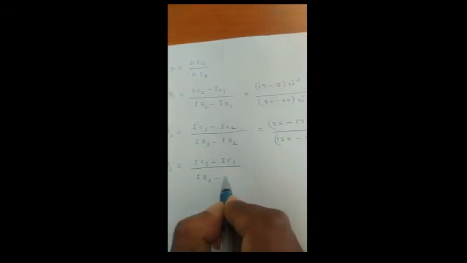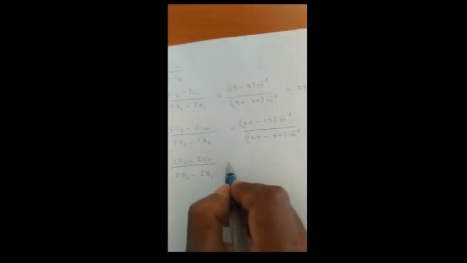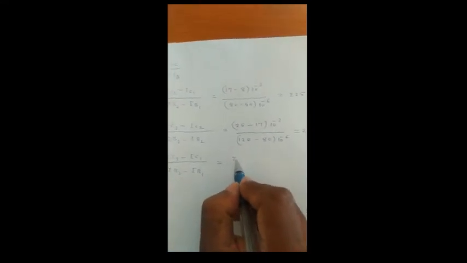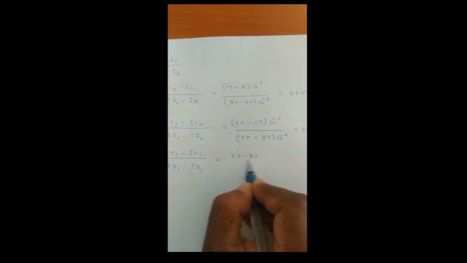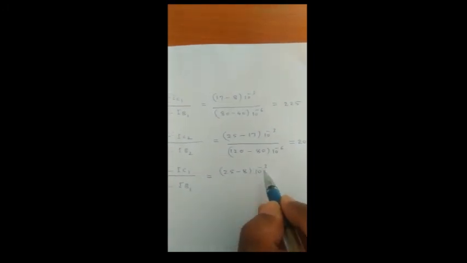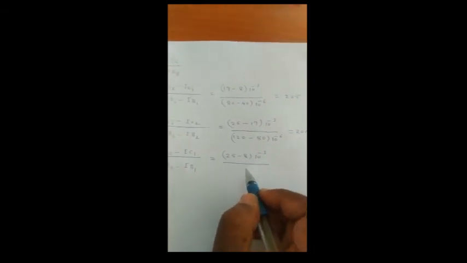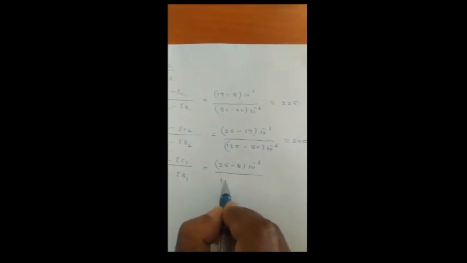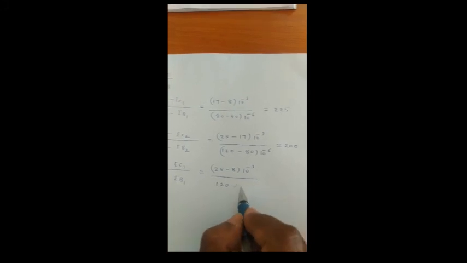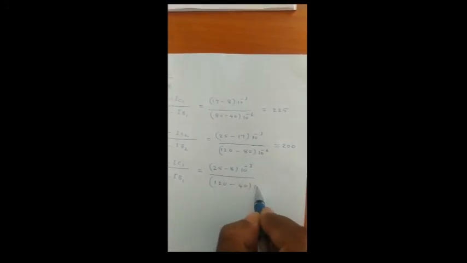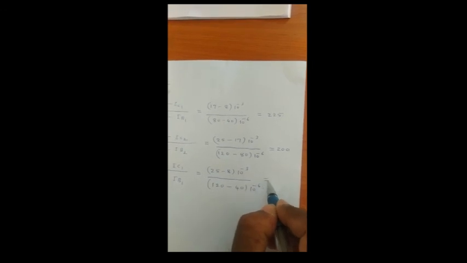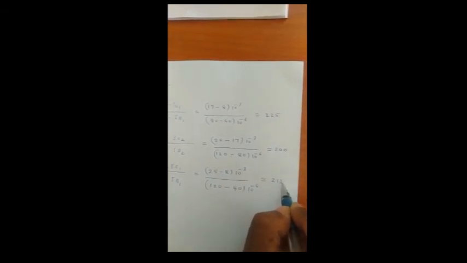Similarly, beta 3 is given by IC3 minus IC1 divided by IB3 minus IB1. This is equal to 25 minus 8 into 10 to the power of minus 3 divided by IB3, that is 120 minus IB1 which is 40, into 10 to the power of minus 6. If you calculate this, you are going to get 212.